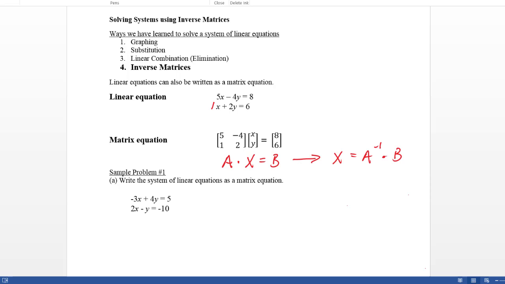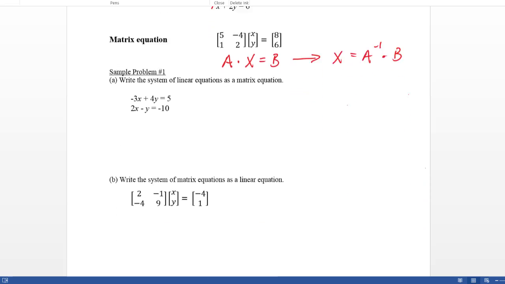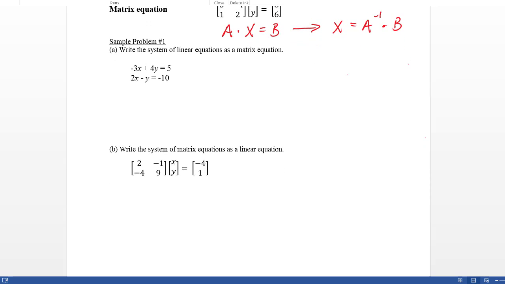So let's just take a look at this first example. Here, sample problem number 1, and all we ask you to do in part A is convert from a system of linear equations to a matrix equation, and then vice versa on part B. So go ahead and take a minute to do those two parts.